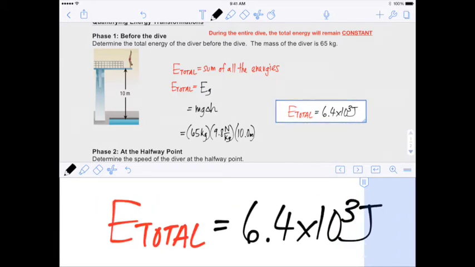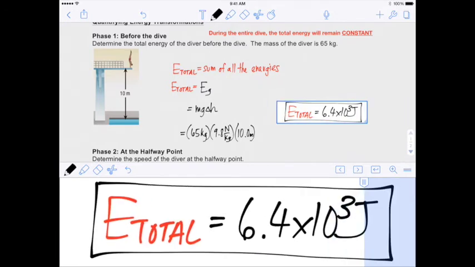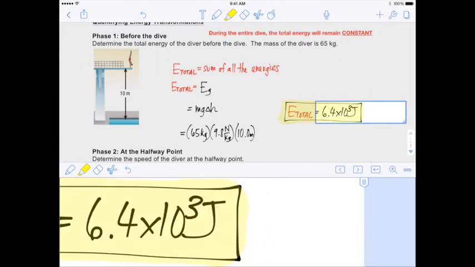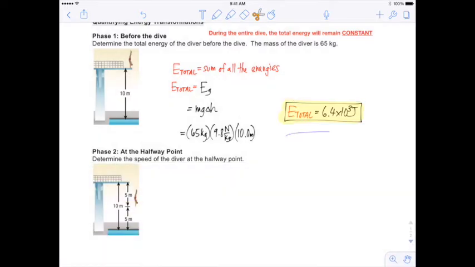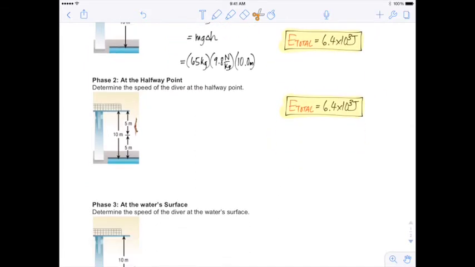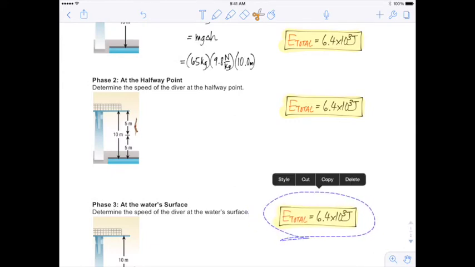Now this is important. If you know the total energy while this diver is at the top of the diving board, you will know the total energy of the diver at all of the stages. So this total energy is the value of the total energy at the halfway point, and it's also the value of the total energy at the water surface.